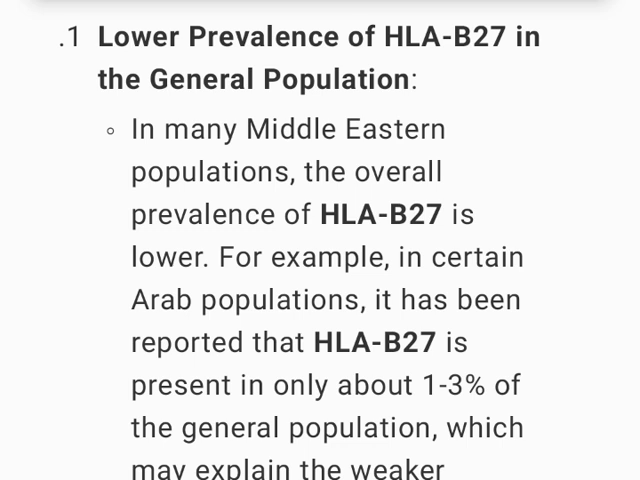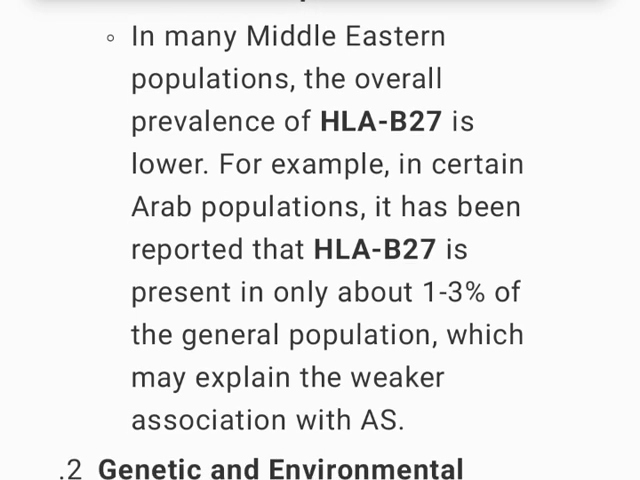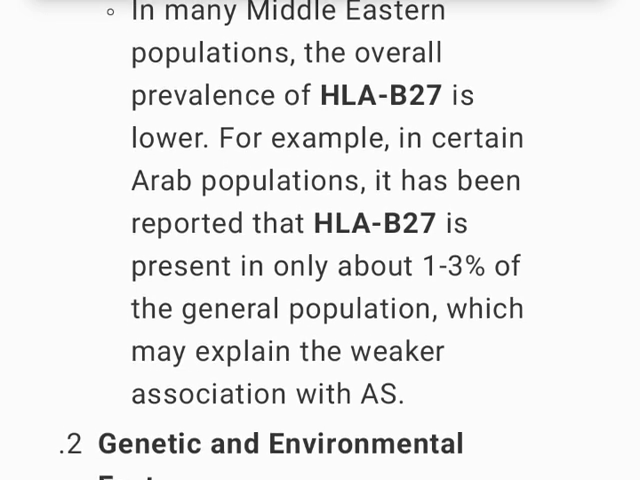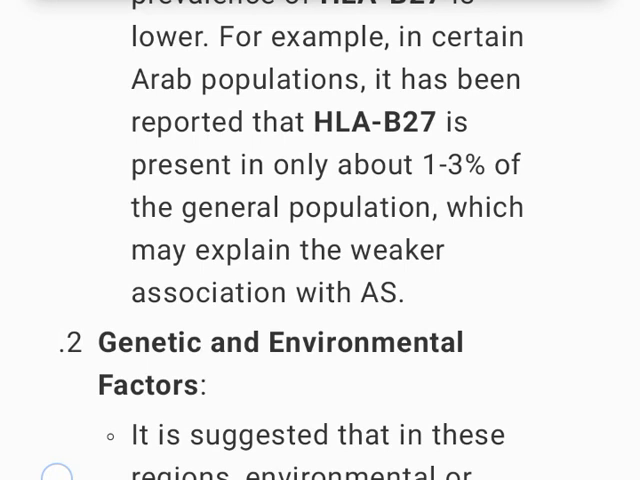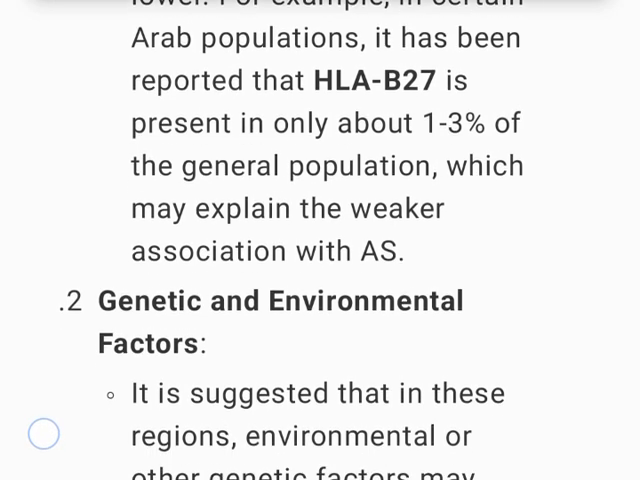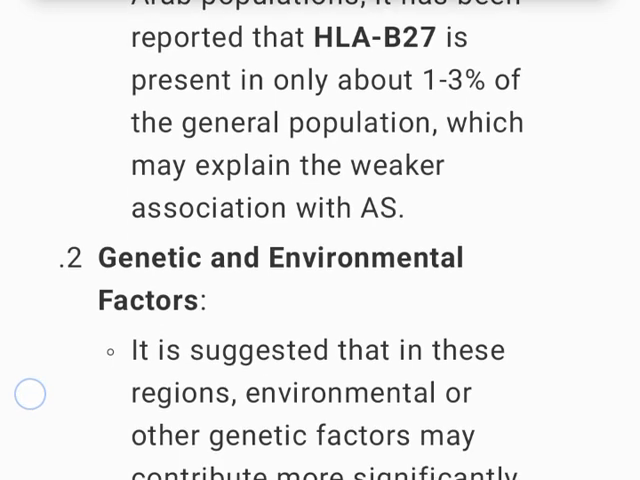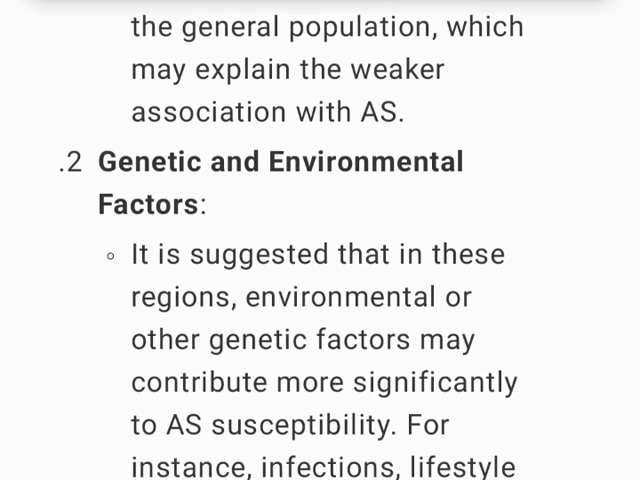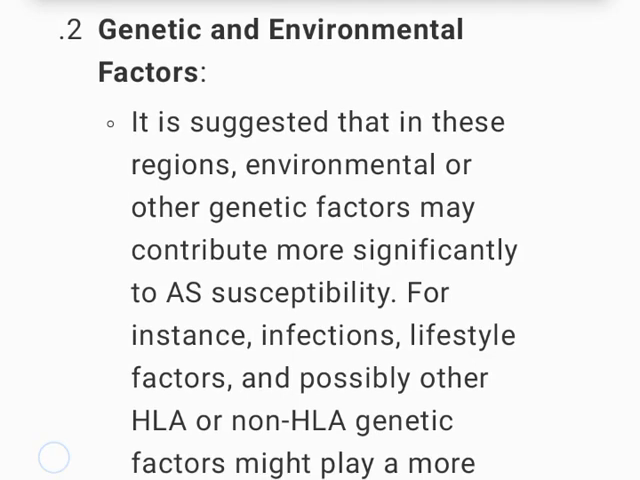1. Lower prevalence of HLA-B27 in the general population. In many Middle Eastern populations, the overall prevalence of HLA-B27 is lower. For example, in certain Arab populations, it has been reported that HLA-B27 is present in only about 1 to 3% of the general population, which may explain the weaker association with AS.